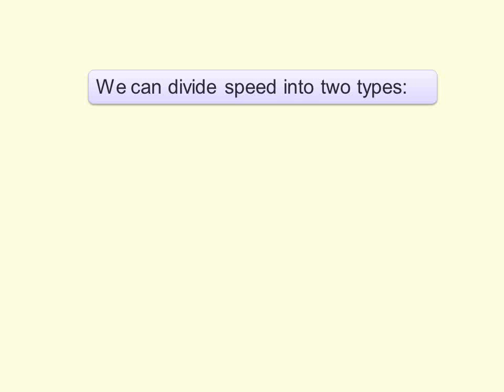We can divide speed into two types. We have two types of speed. If we have two objects, the first one will move the same distance in the same time, and the other object moves not equal distance and in not equal time. So we have divided speed into two types: uniform speed and the second one, non-uniform.